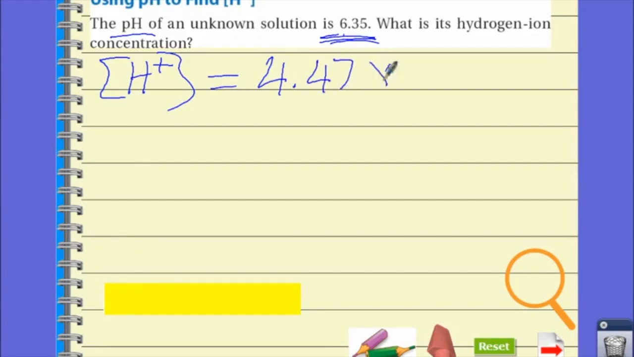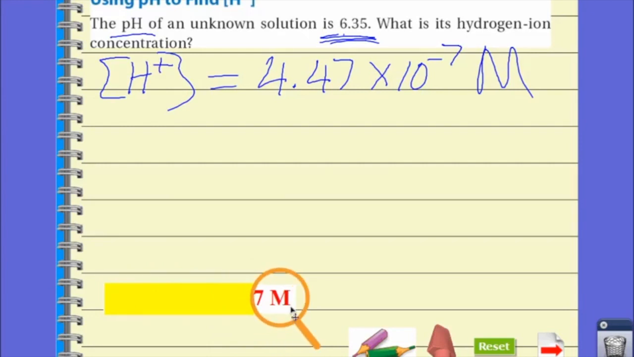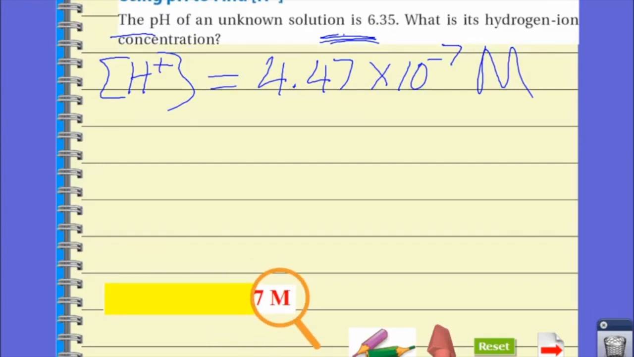4.5 times 10 to the negative 7. We need to use a unit for our concentration. No unit for pH, but we need a unit for our concentration. It is molar, big M. It is 4.5 times 10 to the negative 7 molar. So this is the pH that has 2 decimal places. Your concentration should have 2 significant figures.